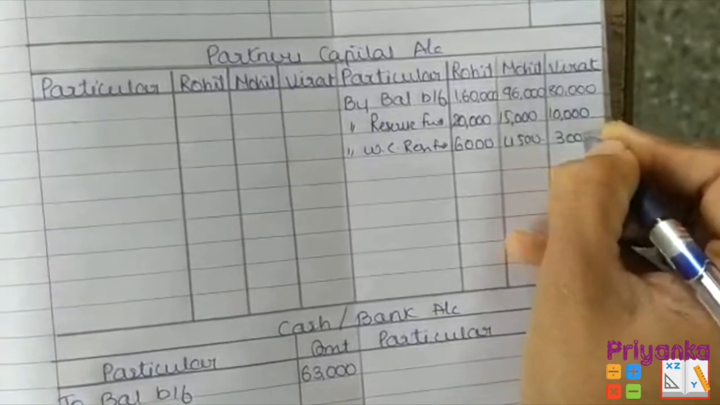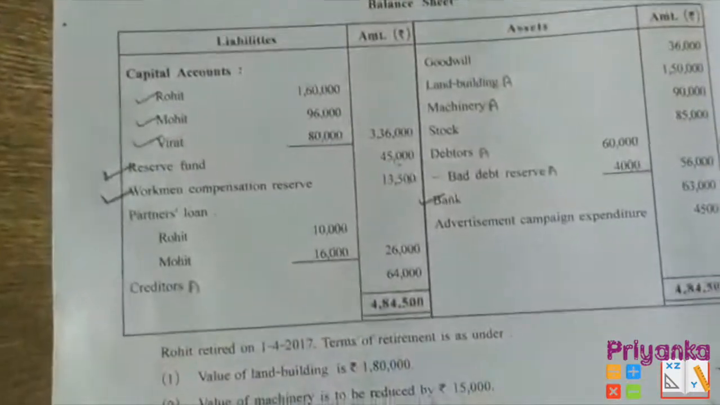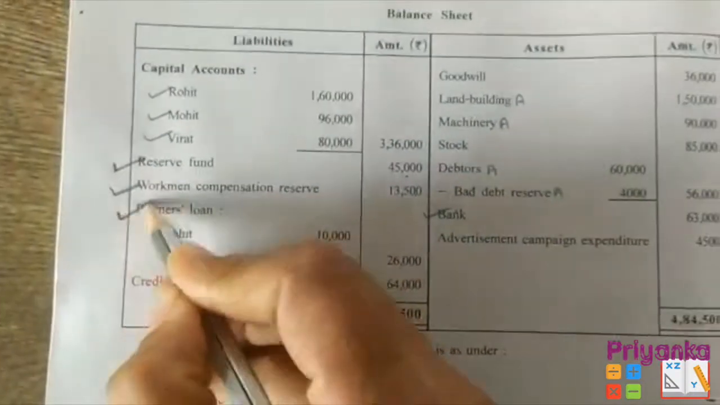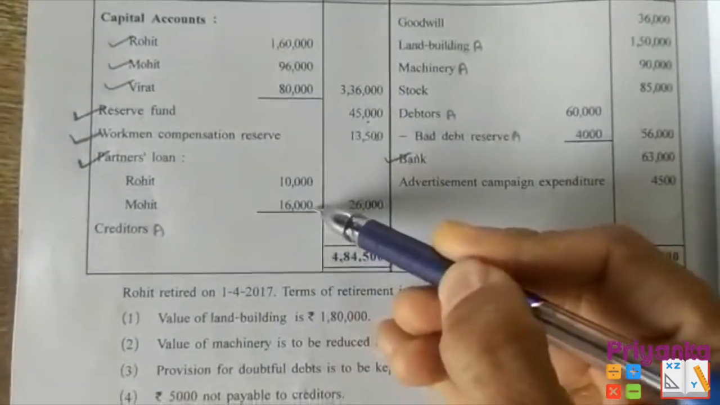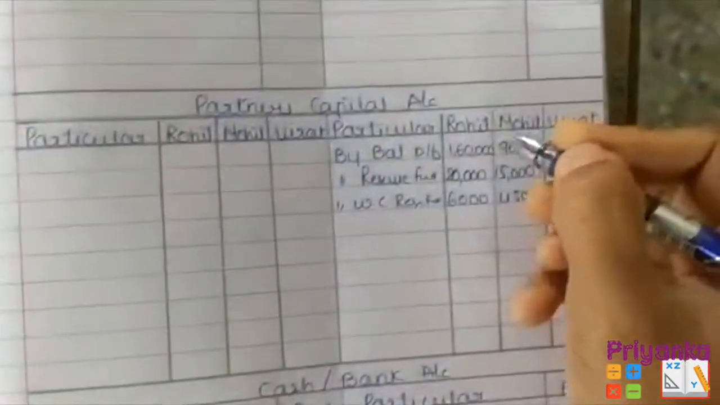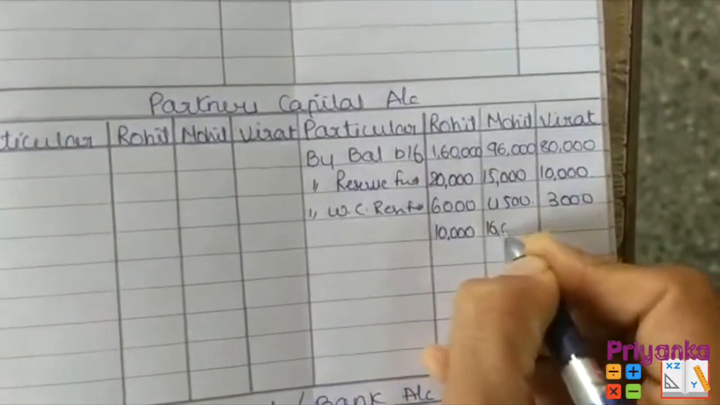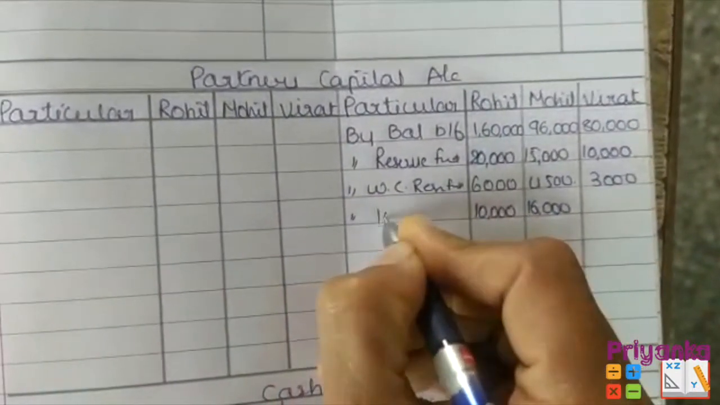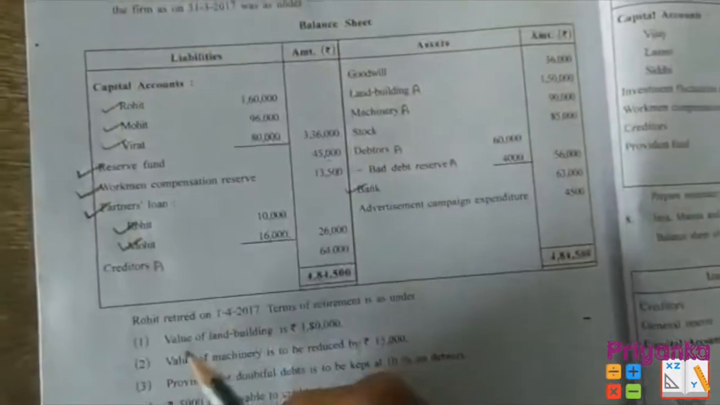And you will get the amount 6,000, 4,500 and 3,000. Moving to the next, partner's loan. Now here is the loan which will also be distributed into the partner's capital account, that is 10,000 of Rohit and 16,000 of Mohit. Here I am writing the first amount and here I will write loan. So that's it. So these are the three things which will be distributed directly into the partner's capital account.